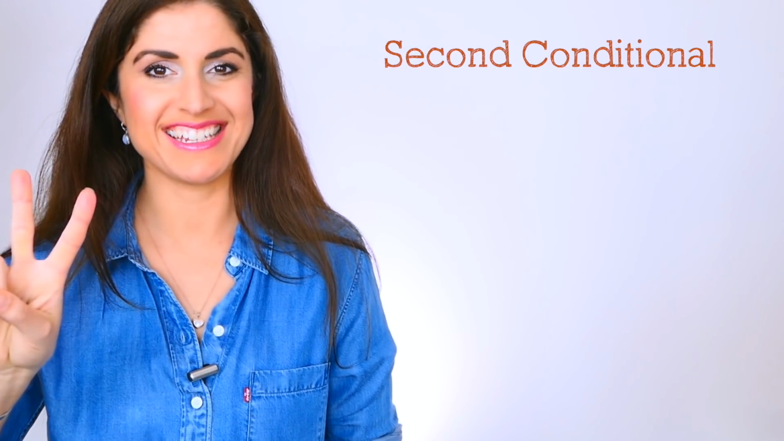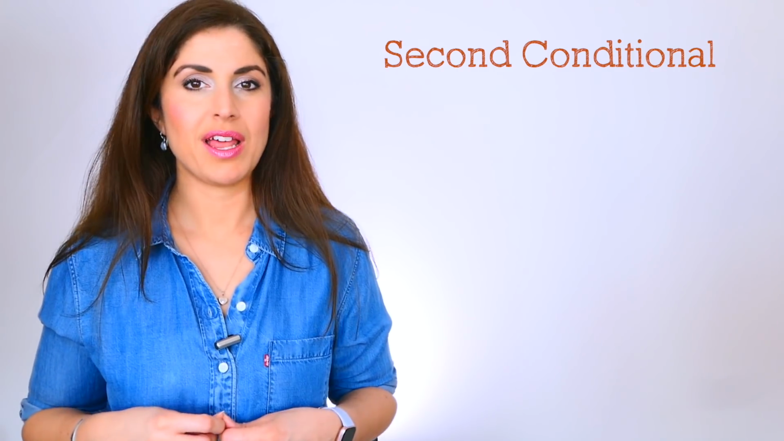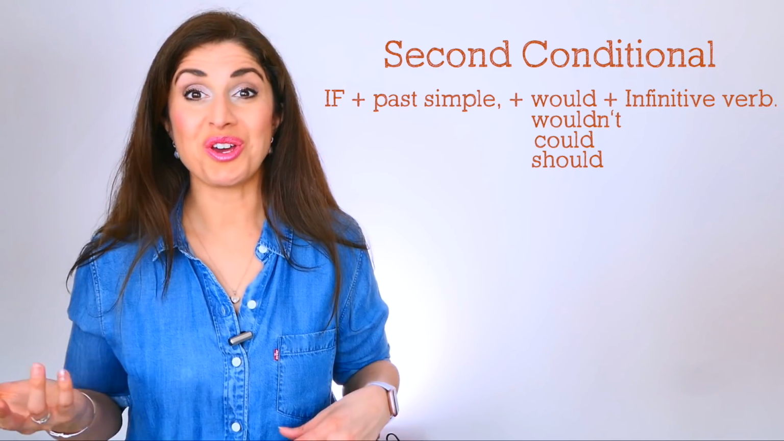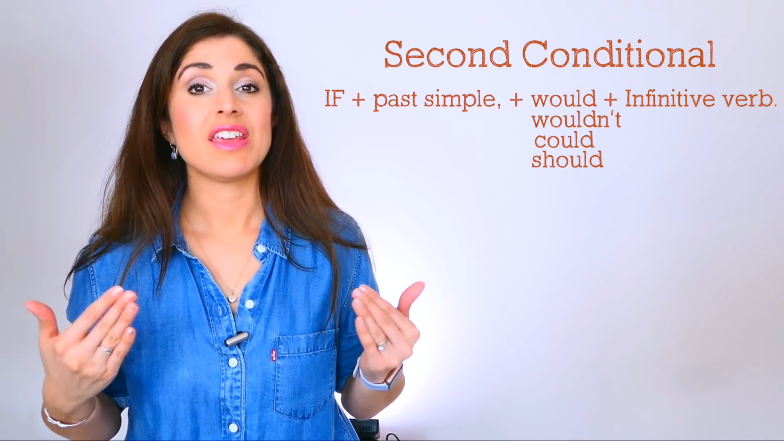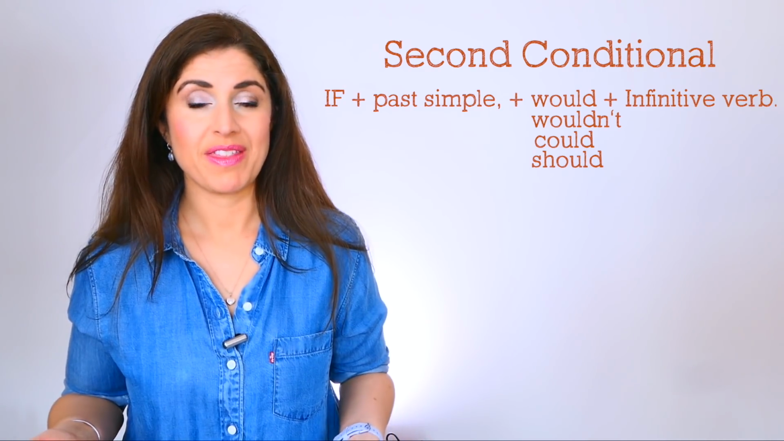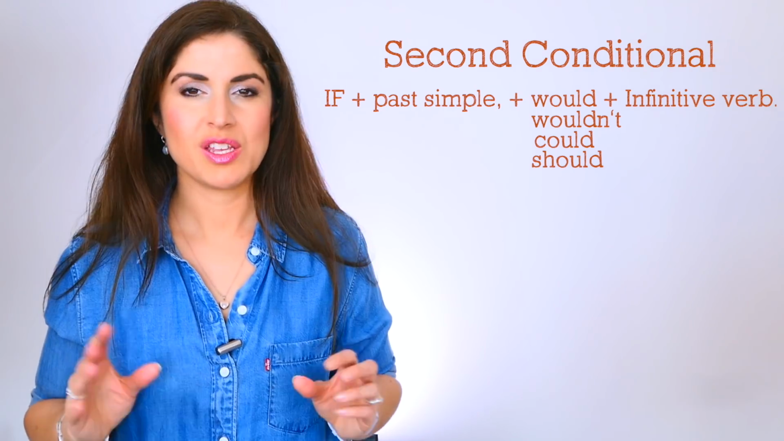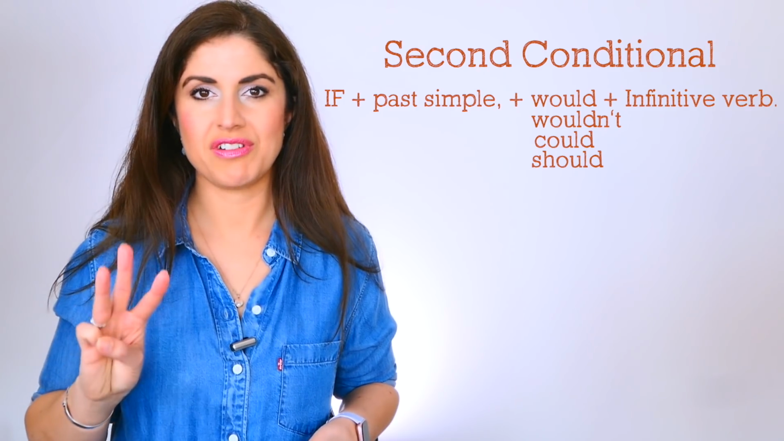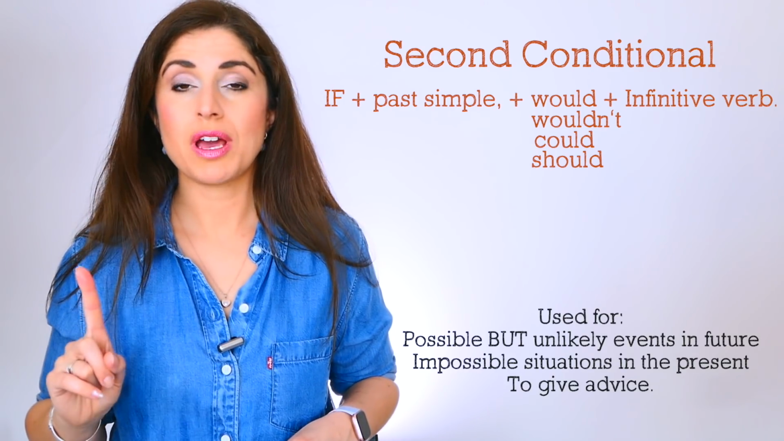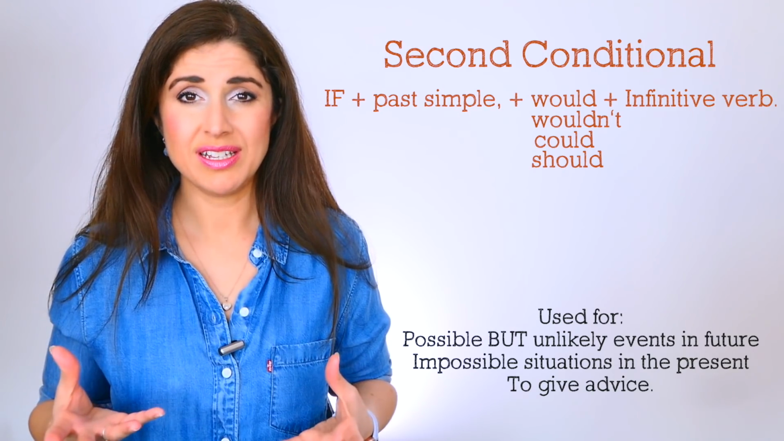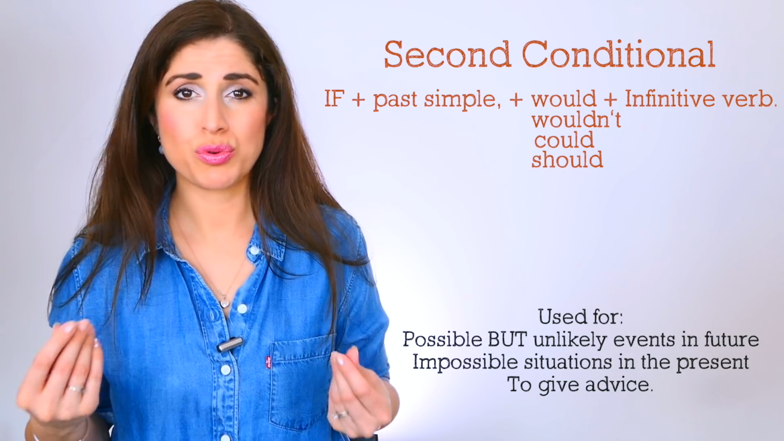Right, we're doing pretty well and we're moving on to second conditional. So the structure of second conditional. If plus past simple, comma, plus would or wouldn't or could or couldn't, and the infinitive verb following them. Again, they are modal verbs, so you need an infinitive form. So we use the second conditional for 3 reasons. 1, to talk about possible but unlikely situations in the future. It's possible but not probable.